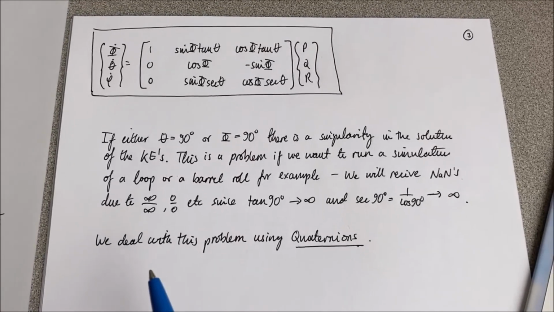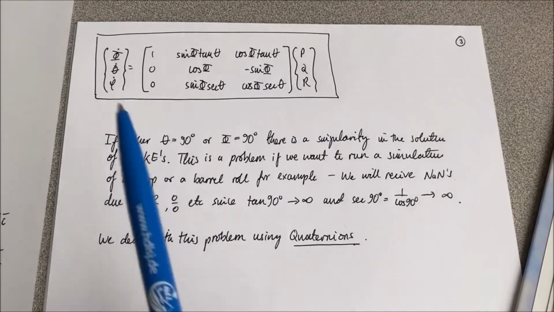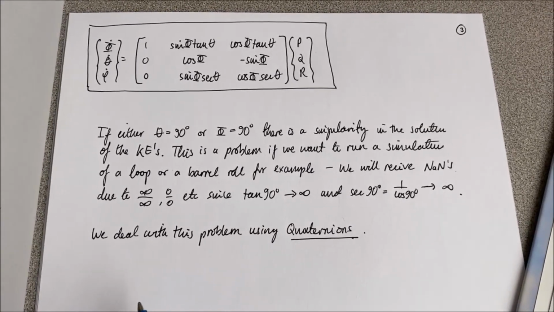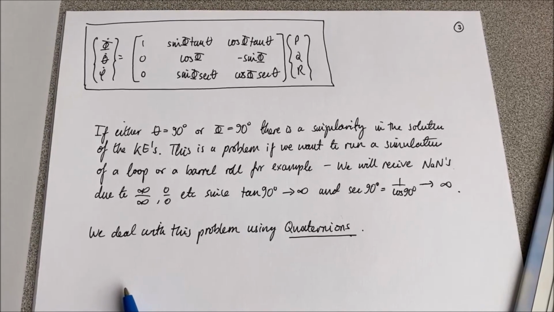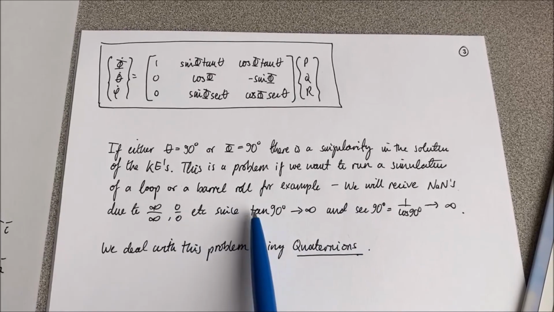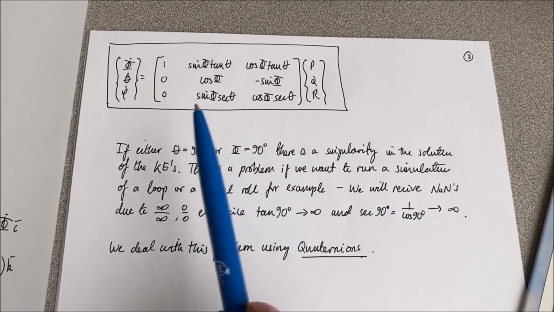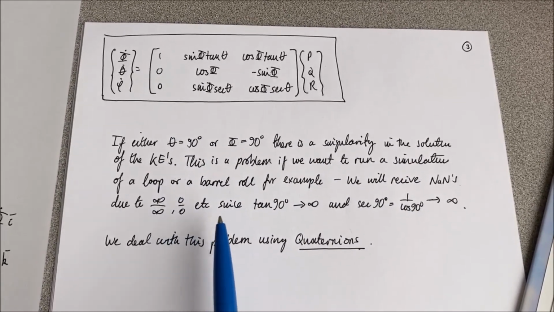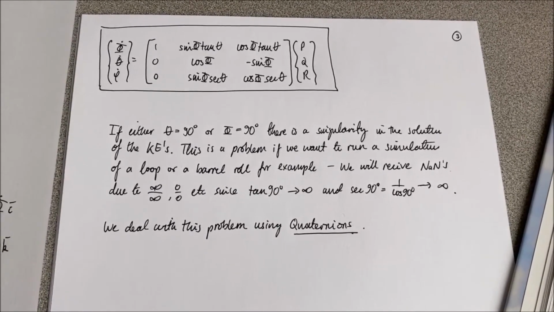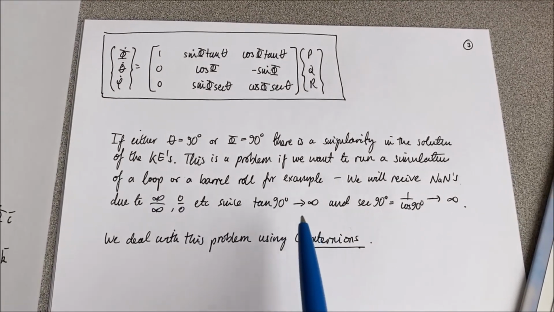But there is one problem with this system of equations, and it is that there are singularities. So the solution to this equation blows up if theta or phi are 90 degrees, right? Because tan of 90 degrees tends to infinity, and so does the secant of 90 degrees. So that's a big problem if we're trying to run a simulation, say, on the computer, which tries to solve for an aircraft doing a loop or a barrel roll, for example, because we pass through these angles, right?